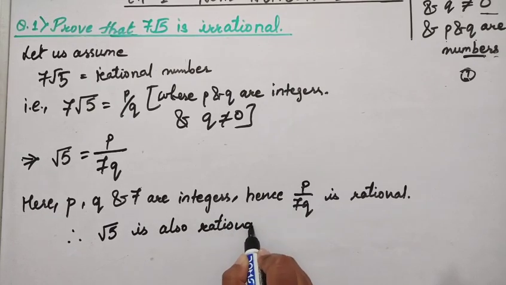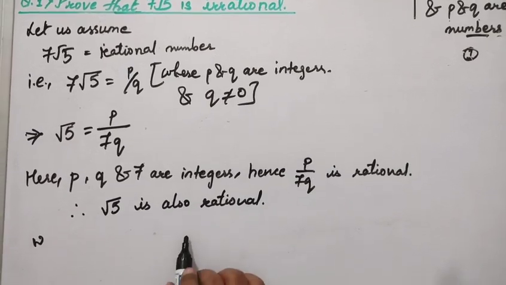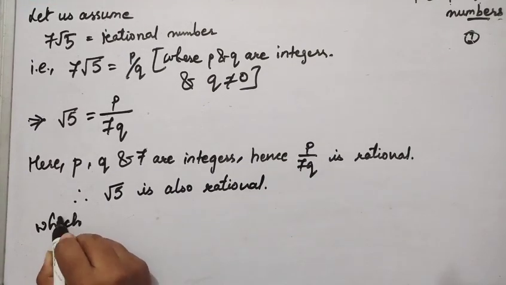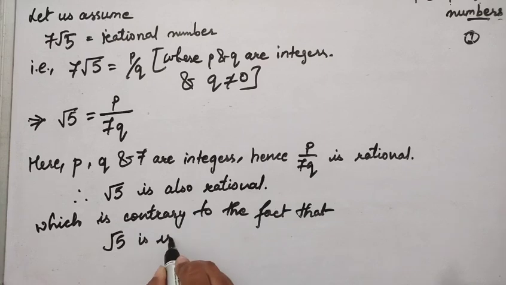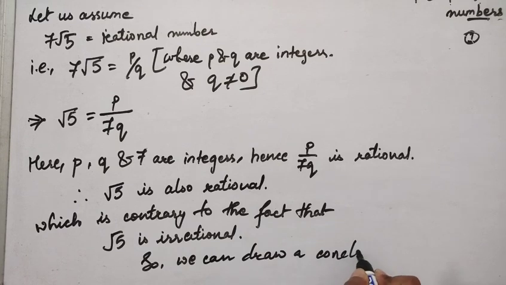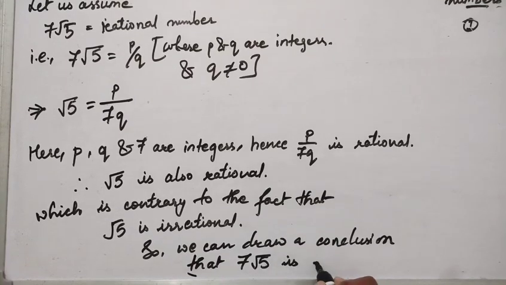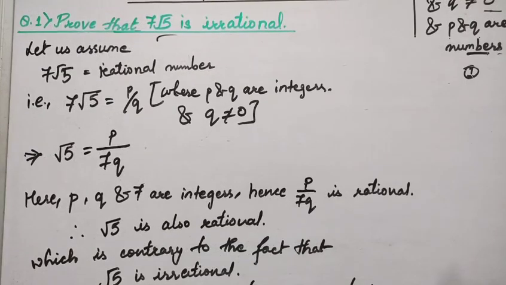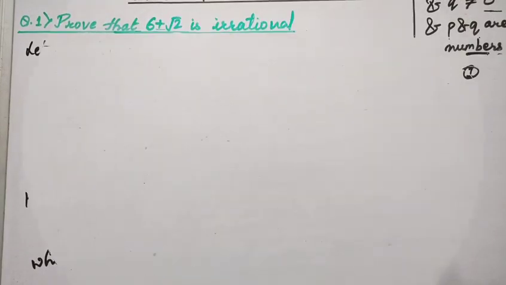But we know that root 5 is not a rational number. So we can conclude, or thus we can draw a conclusion that 7 root 5 is irrational. Okay, here moving towards the last question.